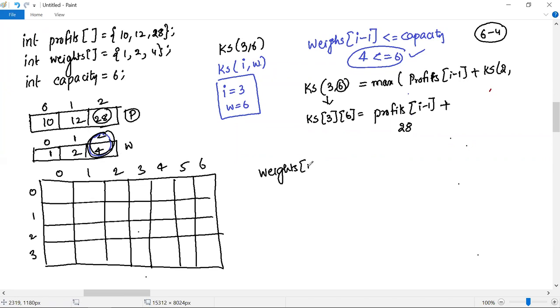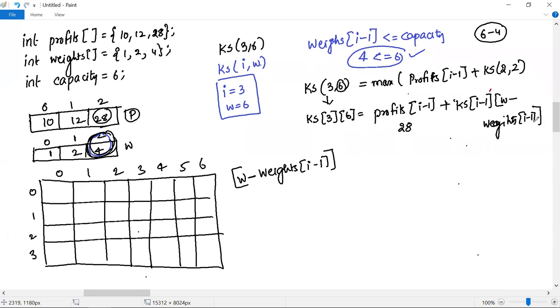Weights of i minus 1. What is weights of i minus 1? It is 4. That value should be removed from your W. So what should I write here? Knapsack of i minus 1. The i value is 3, and 3 minus 1 is 2. And here you wrote what? 2. 6 minus 4 is 2. How did you get this 2? W minus weights of i minus 1.